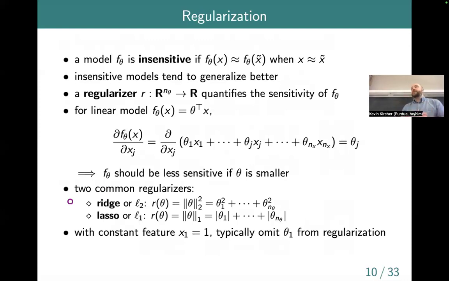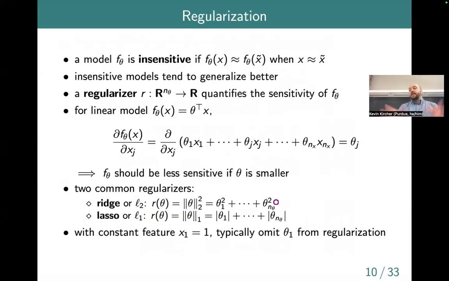The choice of the regularization function that we use in a machine learning problem is another design choice, just like the choice of the model structure or the choice of the loss function. And there are two common choices. One of them is quadratic and one of them has absolute values in it. So ridge regularization, I don't know why it's called that, also called L2 regularization. Basically, we take the 2 norm of the parameter vector squared, which ends up just being the sum of squares of all the parameters.